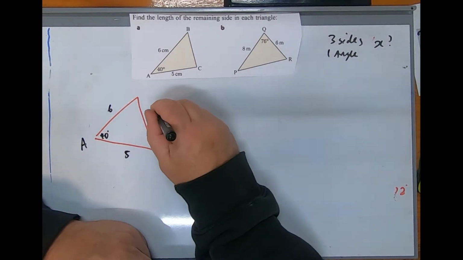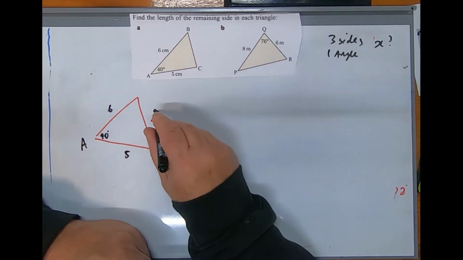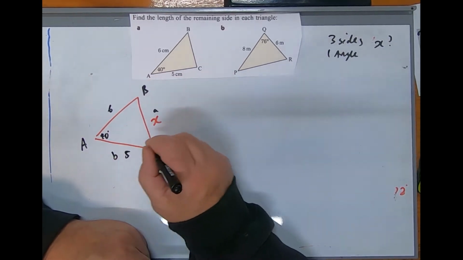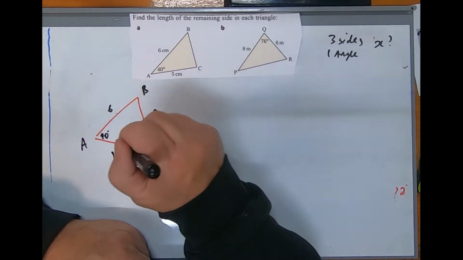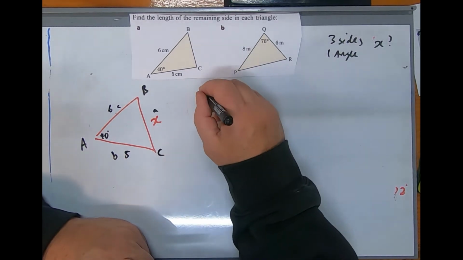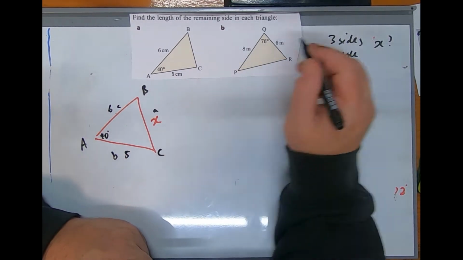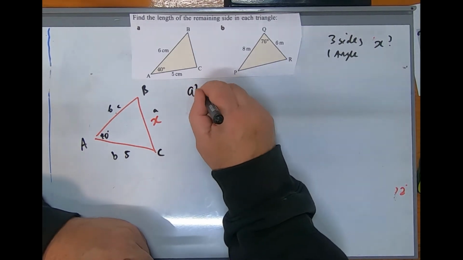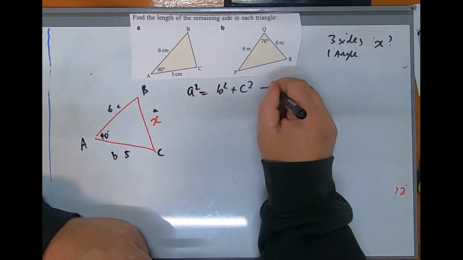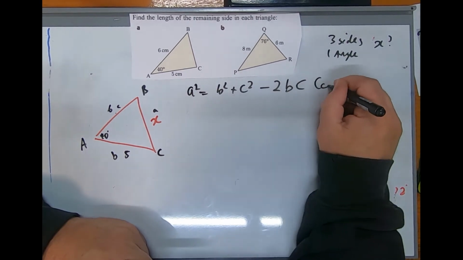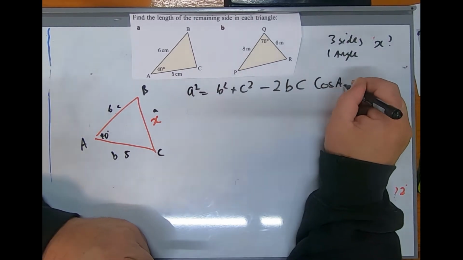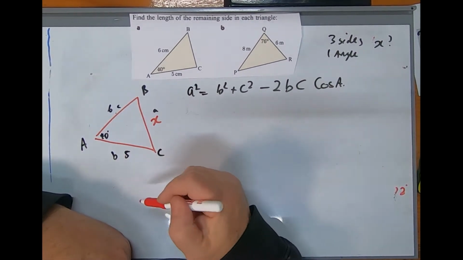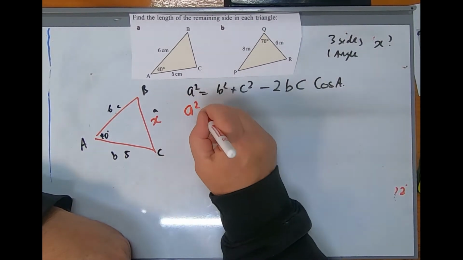Labeling time: capital A, little a, across. Capital B, across is little b. Capital C, across is little c. The rule that connects 3 sides and one angle is a squared equals b squared plus c squared minus 2bc cos A. If I'm diligent and I've labelled it properly, the rest of the question should flow.